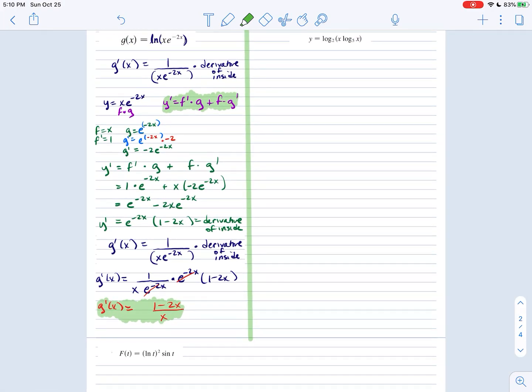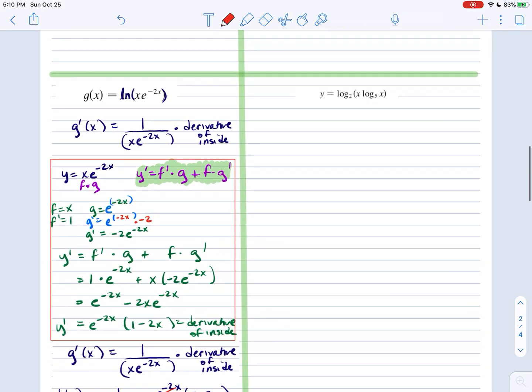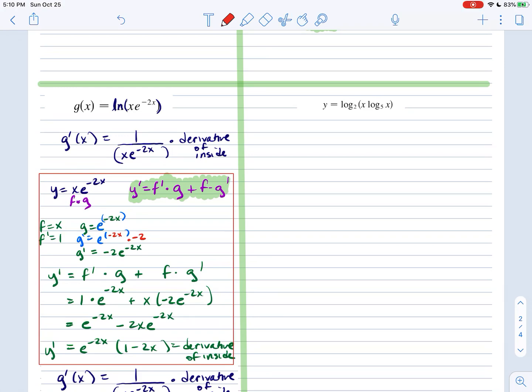Pretty cool, huh? So notice that sometimes if you need to, it's okay to take an intermediate step and calculate something separately before plugging it back in, just to see it.